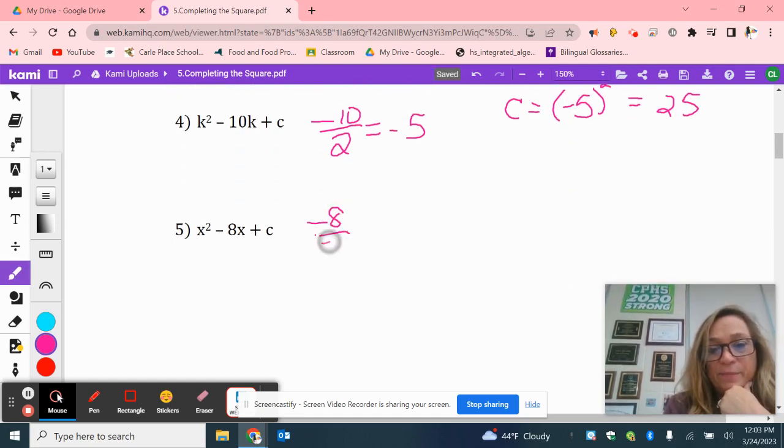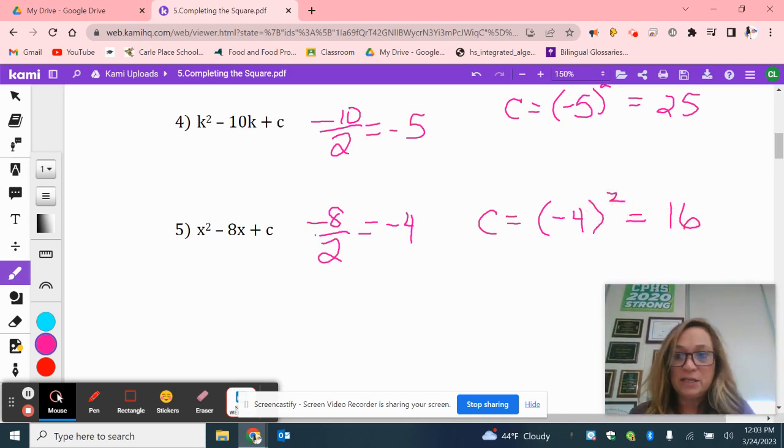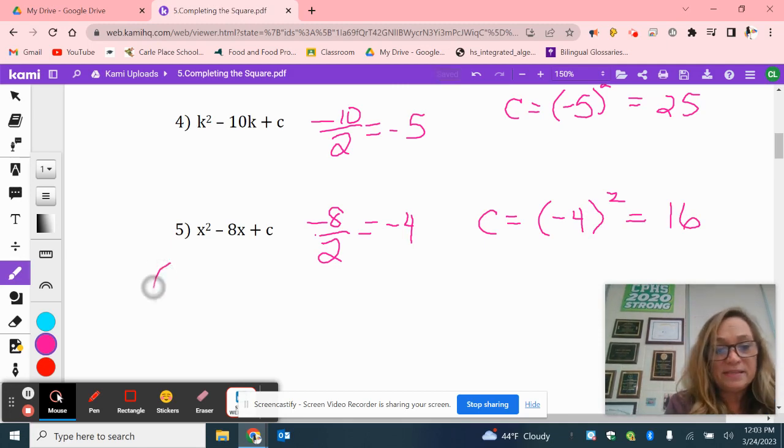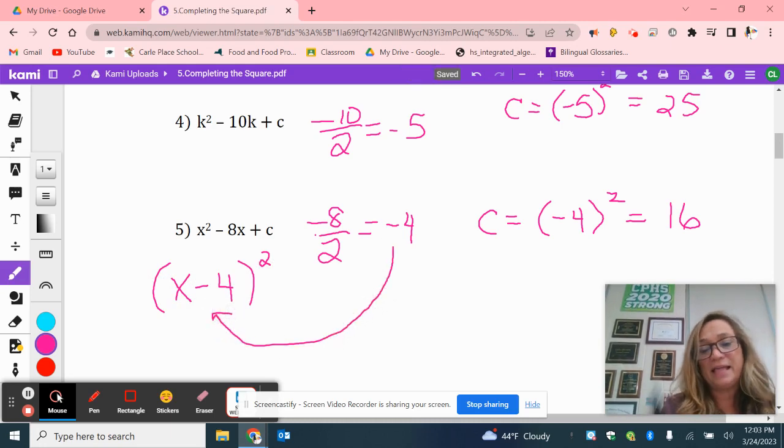Negative 8 divided by 2 is equal to negative 4. So c is equal to negative 4 squared, which is equal to 16. C is always positive. What's in the parentheses for the multiplication question, that sign will always carry through. So since that 4 is negative, that's going to be x subtract 4.